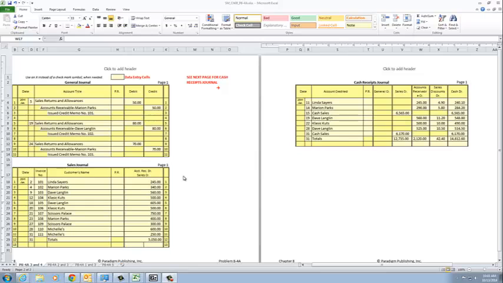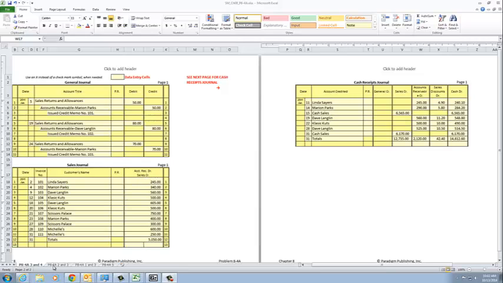I've gone ahead and finished entering the remainder of the transactions in our journals, and I've totaled the sales journal and the cash receipts journal to make sure that debits equal credits. Now it's time to post. I'll post the sales journal first. We have a total of $5,050. This total will go two places. We're going to debit accounts receivable for $5,050 and credit sales for $5,050.